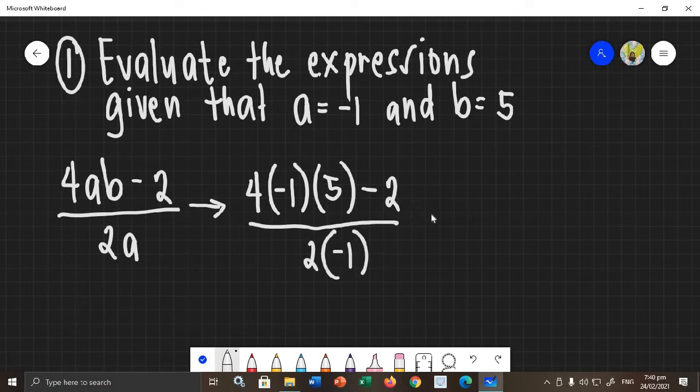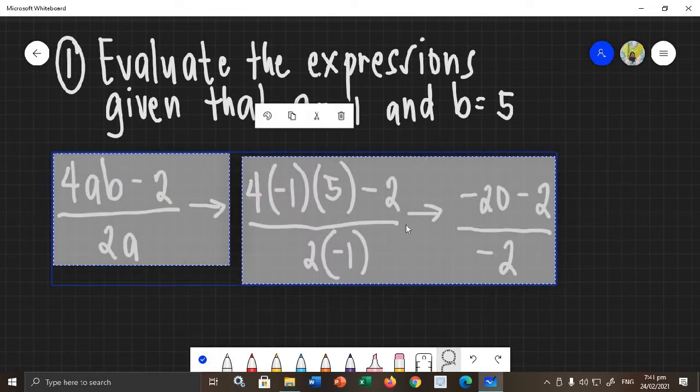So here, i-multiply natin sila for us to get rid of the parentheses. So 4 times negative 1, that is equal to negative 4, times 5, that is equal to negative 20. Negative 20 minus 2. All over, multiply din natin to. 2 times negative 1, that is equal to negative 2.